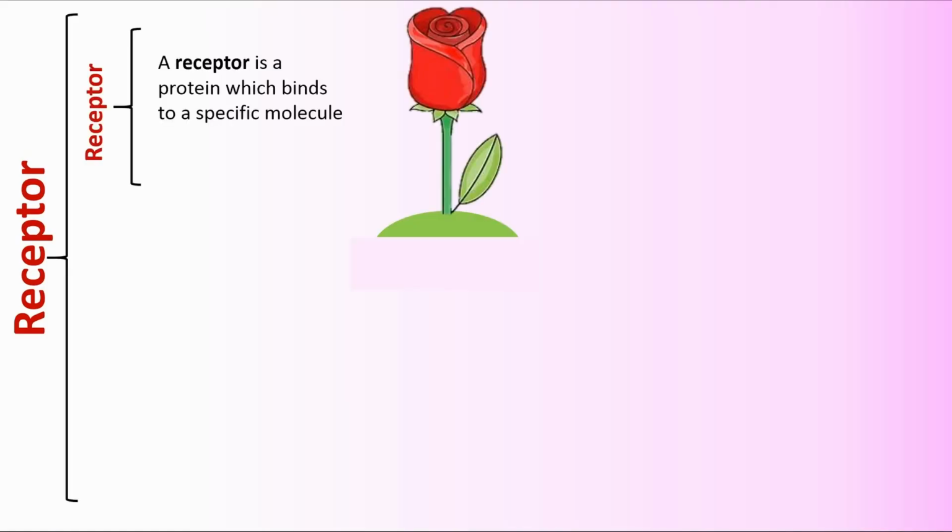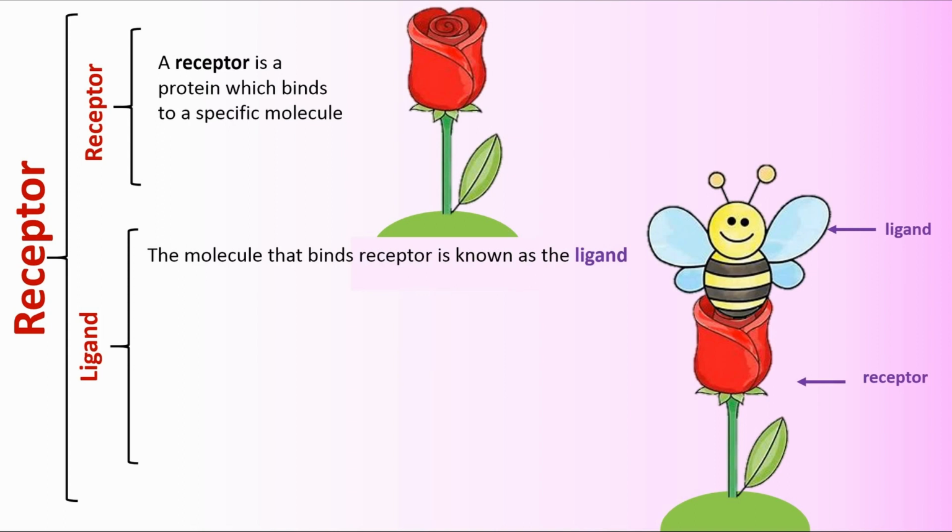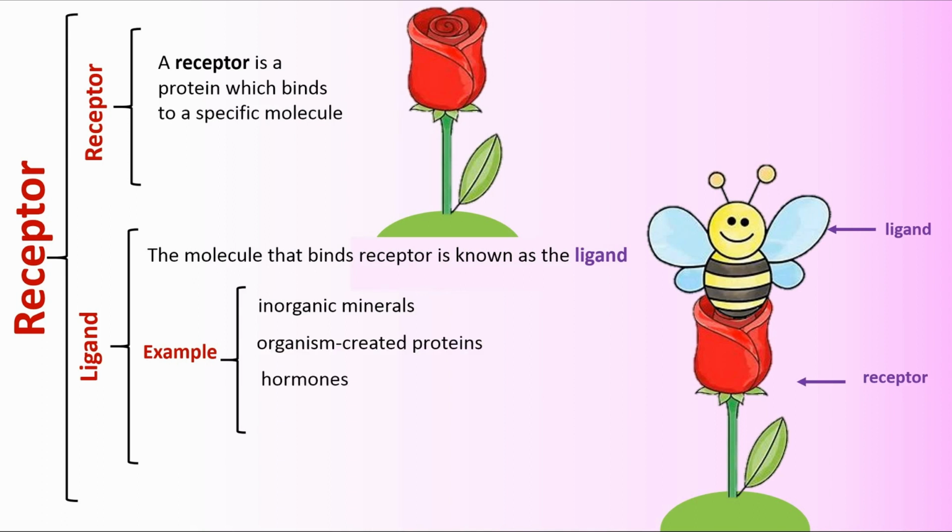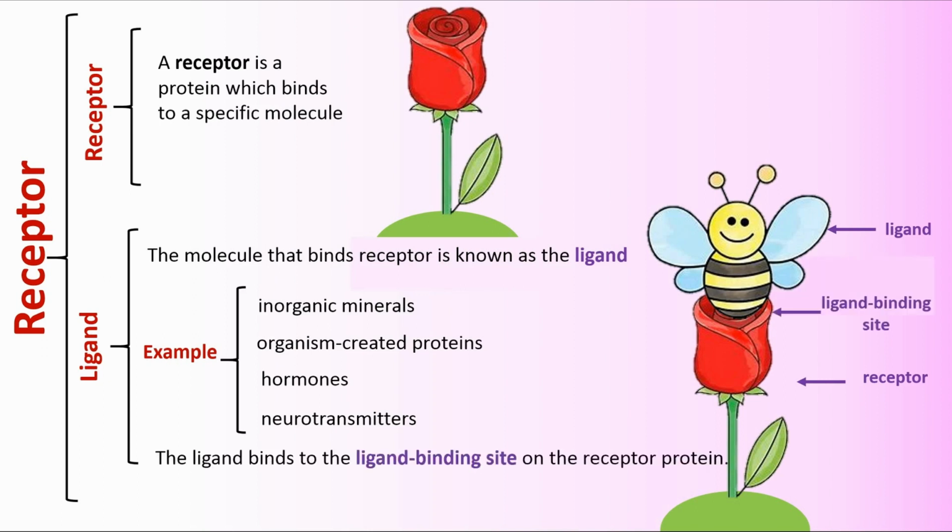Receptor. A receptor is a protein which binds to a specific molecule. Ligand. The molecule that binds a receptor is known as a ligand. Some examples of ligands are inorganic minerals, organism-created proteins, hormones, and neurotransmitters. The ligand binds to the ligand binding site on the receptor protein.